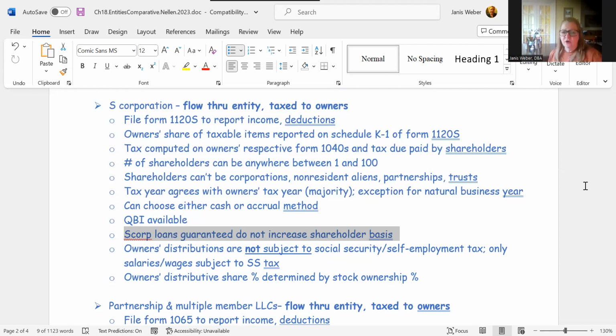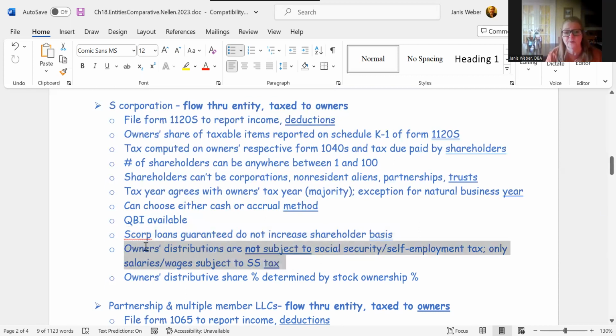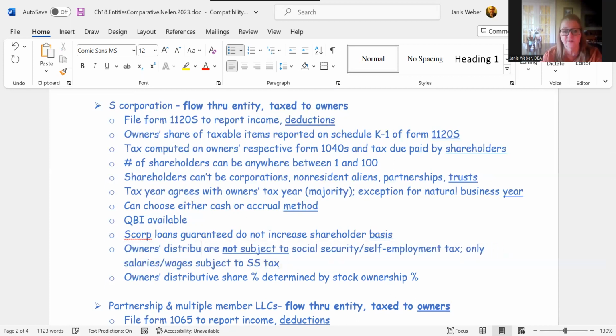And then owners' distributions are not subject to Social Security and self-employment. This is another difference between partnerships and S corporations, and it's a pretty big one. When you get your share, it's really not the distribution so much, it's the distributive share. The owner's distributive share, it should say right there. I'll just change it. Oh, if I could spell, it would help so much. Are not subject to Social Security and self-employment tax, even though a partnership would be.